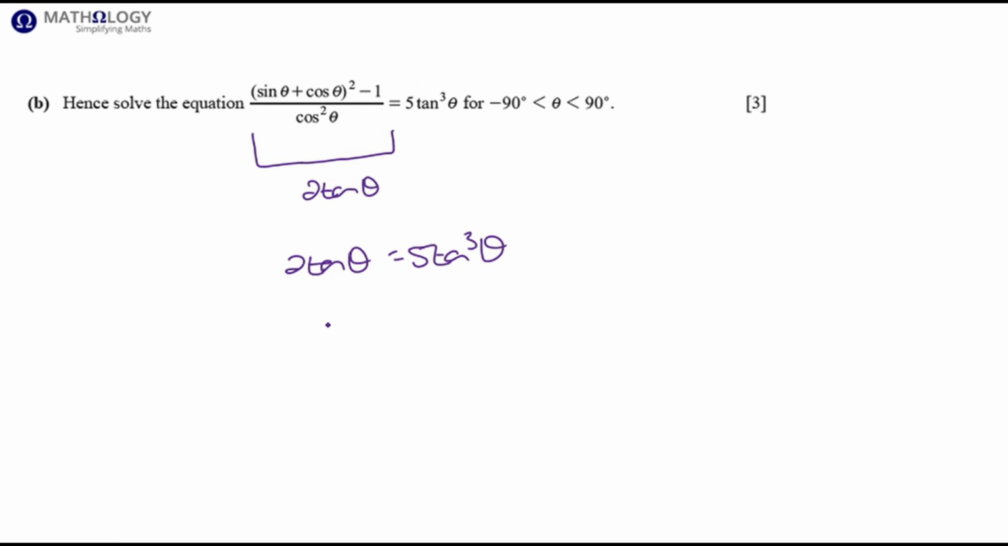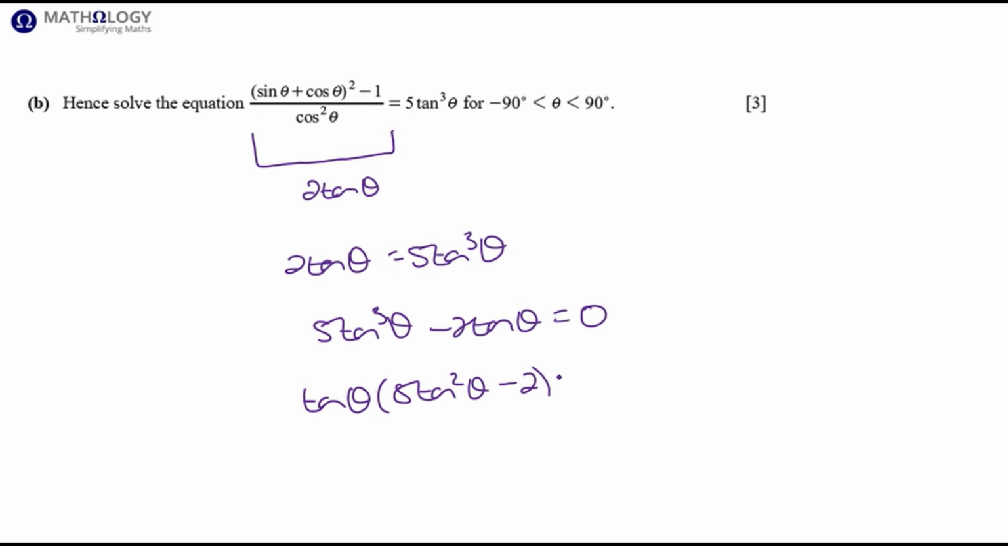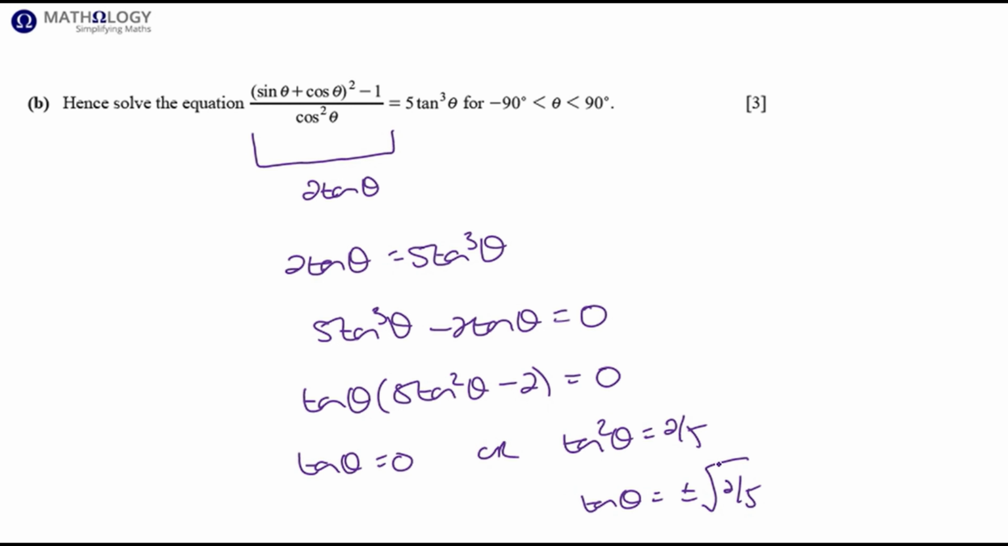We're now going to take all the terms over to the one side of the equation. The other side equals 0. Take out a common tan theta. Tan theta times (5 tan squared theta minus 2) equals 0. Tan theta equals 0, or tan squared theta equals 2 over 5. Tan theta therefore equals plus or minus the square root of 2 over 5.